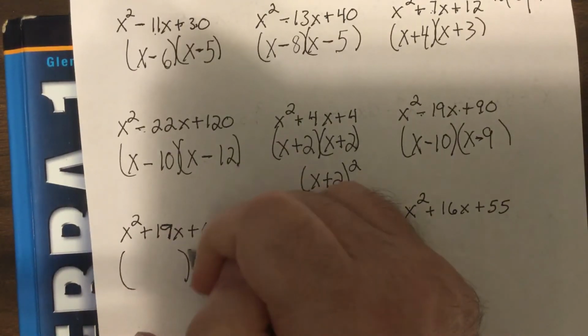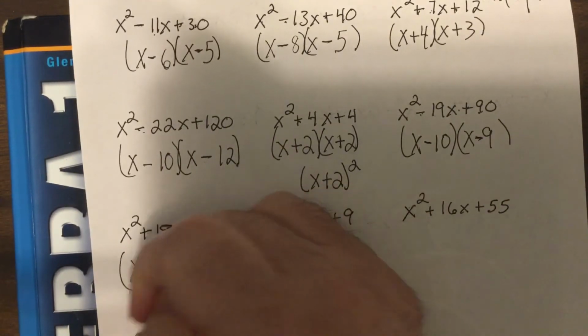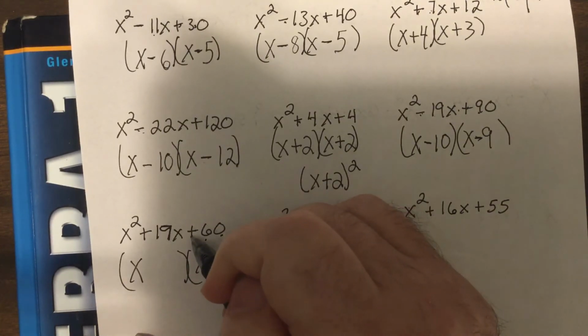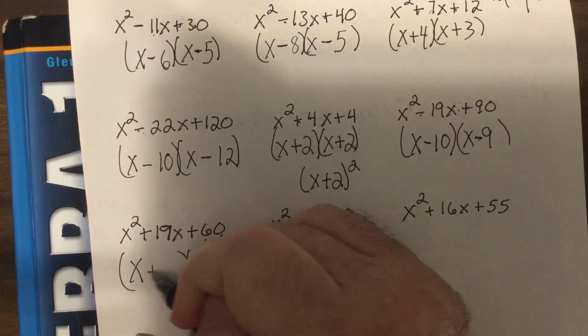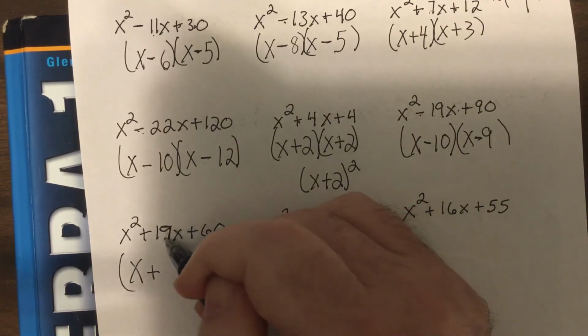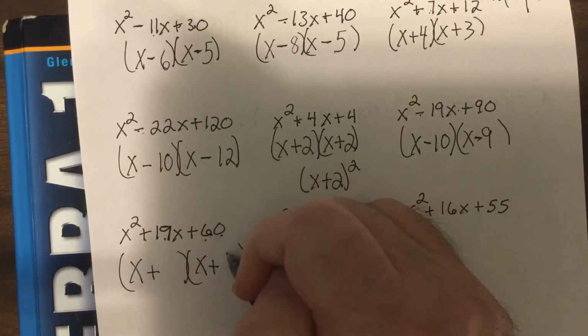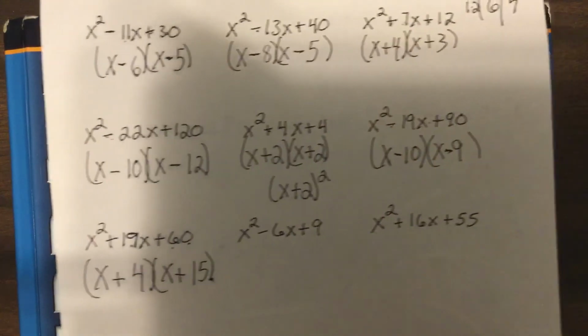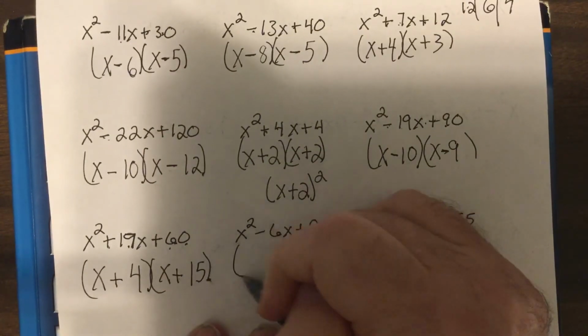Oh, I bet this one was tricky. I tried to trick you, but you're honors. Last term's plus, so they're both the same as the middle. What do you multiply to get 60, but you add to get 19? How about 15 and 4? Ooh, that was a tricky one. Oh, if you got that one, I'm impressed.